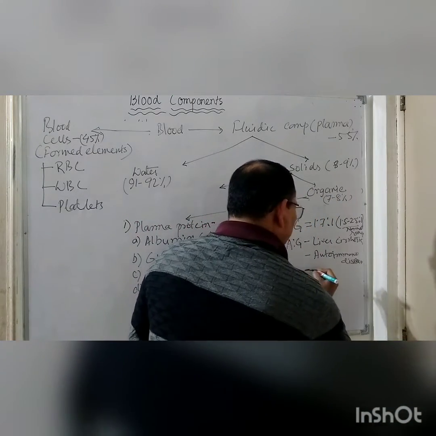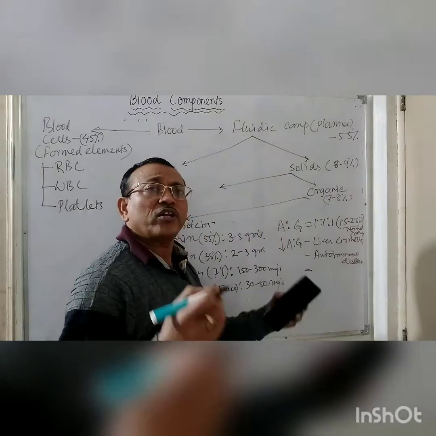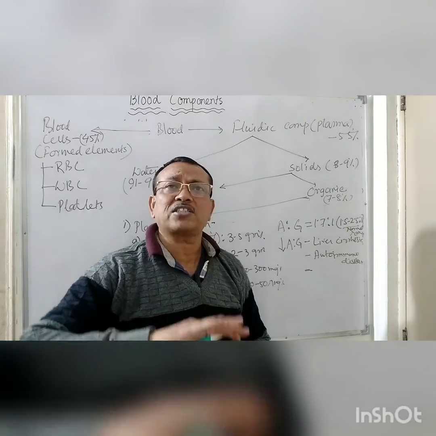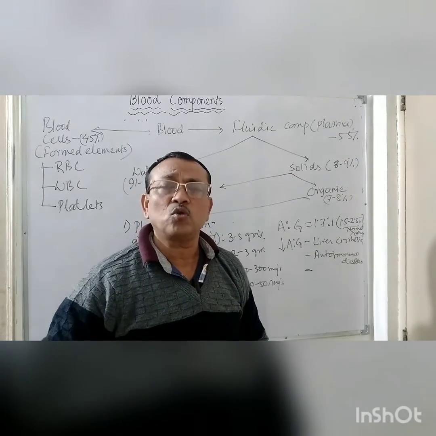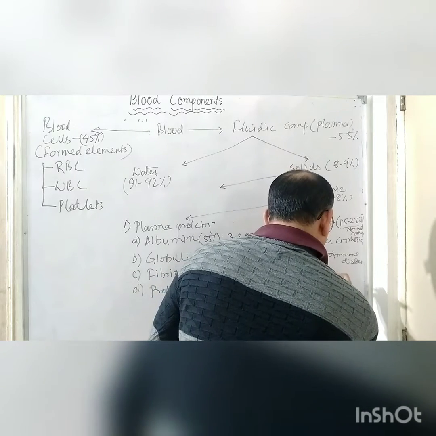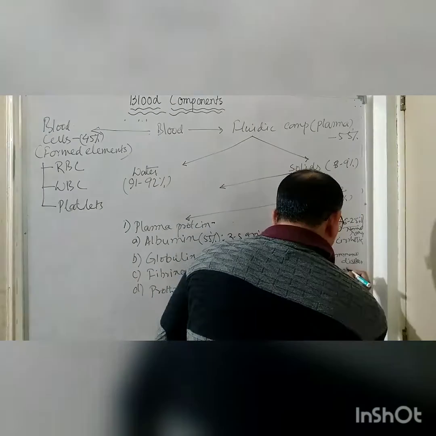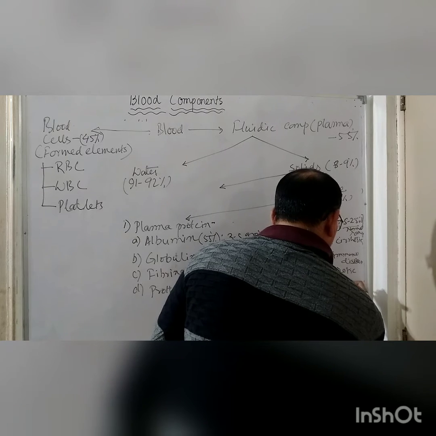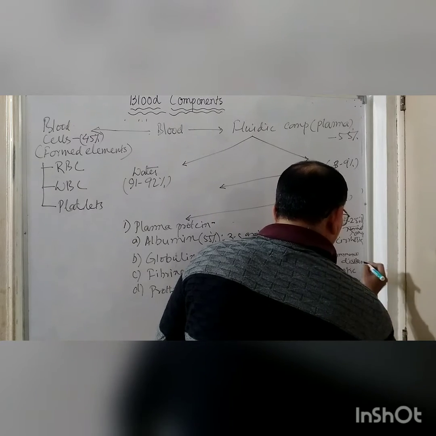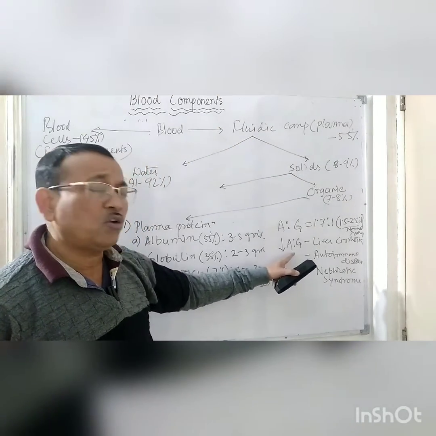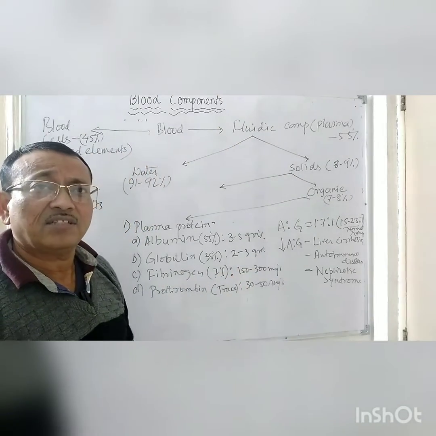Similarly, in case of Nephrotic Syndrome, where the albumin selectively passes out of the body through the urine, there is a selective passage of the albumin in the urine. In such a case, the albumin globulin ratio will be decreased.